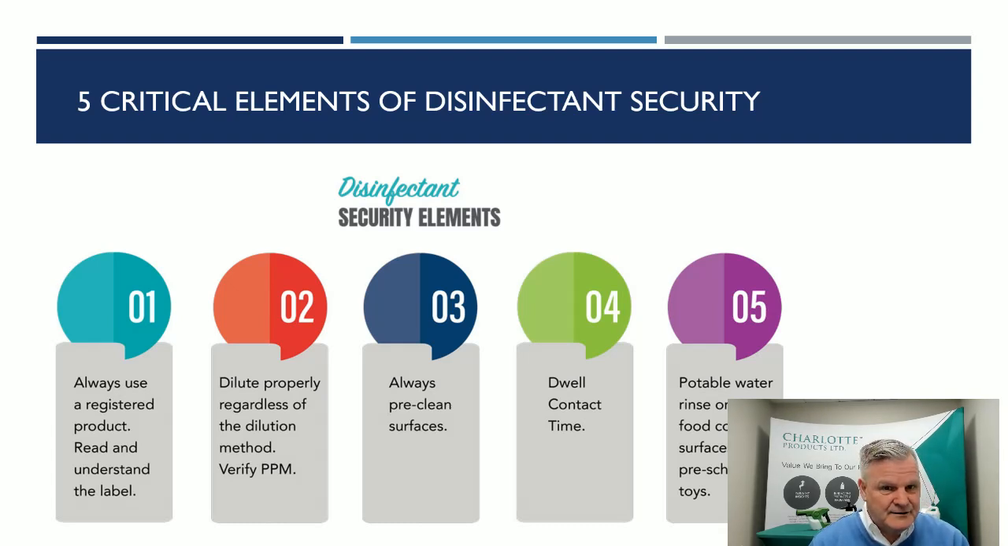Always respect the dwell time. If the label says 60 seconds or 5 minutes or 10 minutes or anything different, make sure you follow that, because if you're not following that, you fail. Okay, and remember, every single label is different. So if you had a reason to read a label alone, it's based off the dwell time alone. Okay, and then potable water rinses on food contact surfaces. If you follow those 5 steps, you pass. Okay, if you skip any one of them, you actually fail.